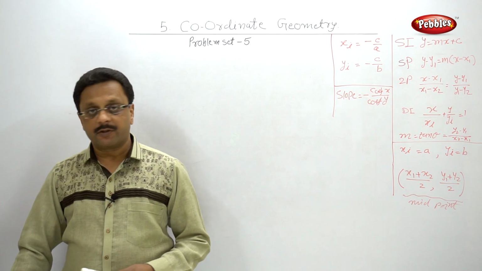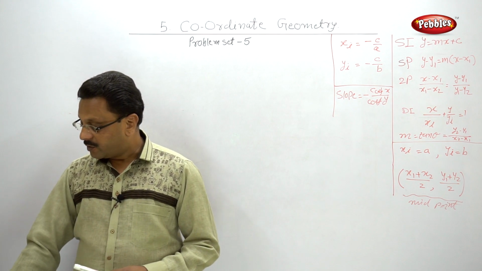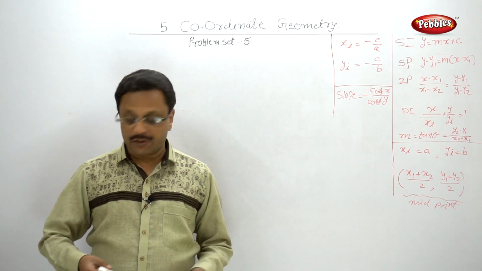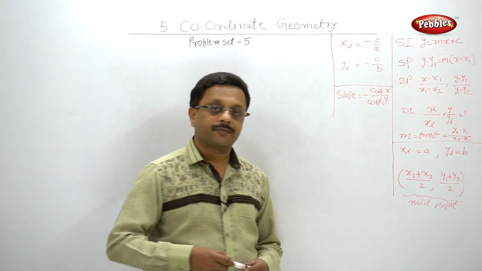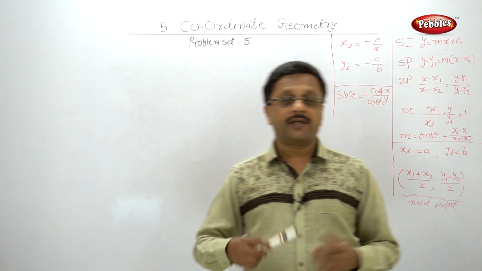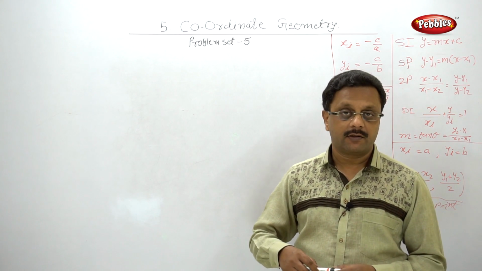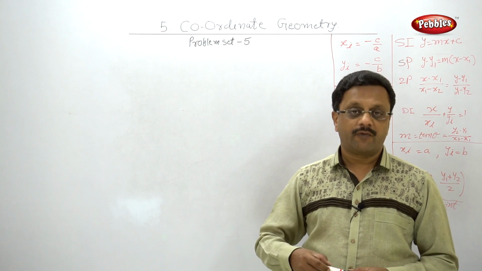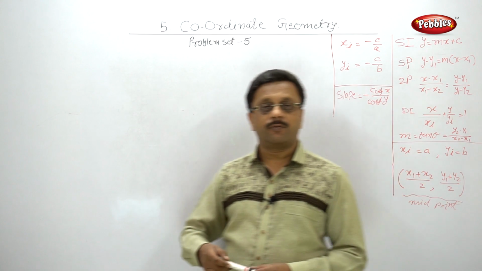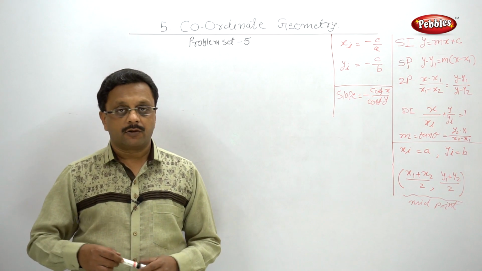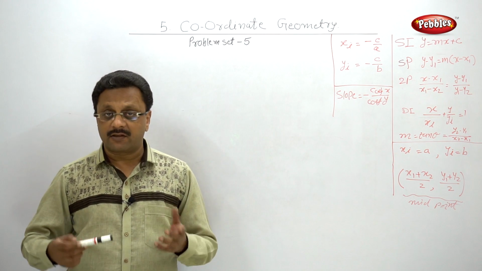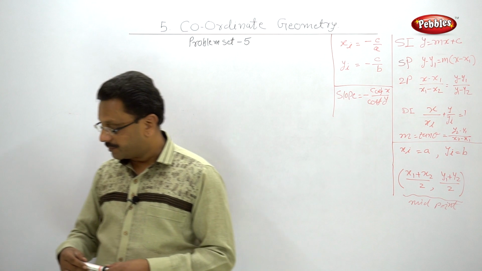The first problem is, find the slope of the lines whose inclinations are 30 degrees and 60 degrees. Two lines are there, theta is 30 and theta is 60. So they want to find out the slope. How will you find out the slope? Very simple, m is equal to tan theta. So you have to find out the value of tan 30 and tan 60.